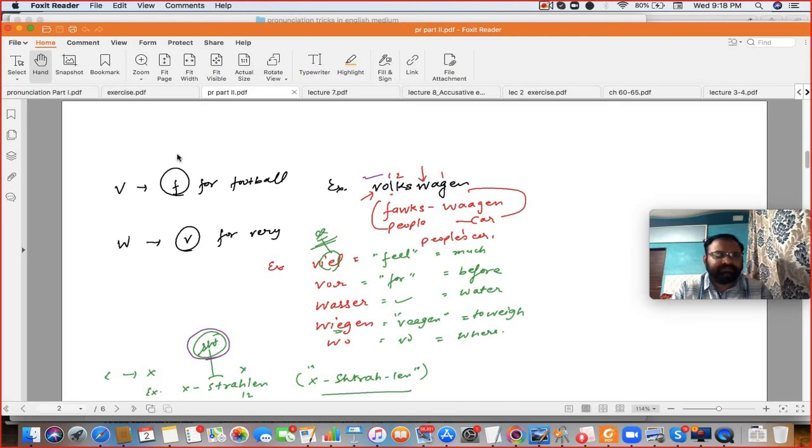Next is V. V is for and W is ver. V is having the "for" sound. And W is ver. So speak the example. Volkswagen. Okay, it's a car company. V means for, yeah, "for" sound. That becomes Volkswagen. Correct.